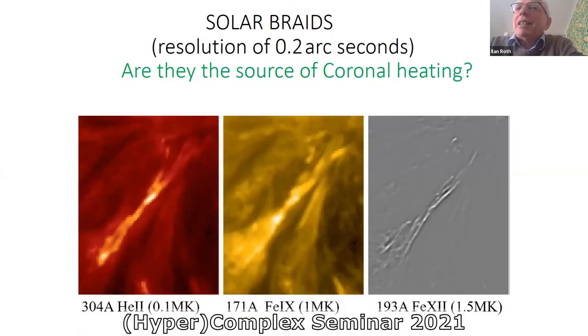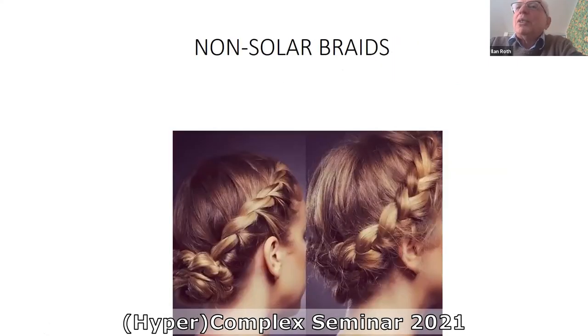So in order to address it, I looked at data with fantastic resolution, with depiction of solar braids. I hope you can see that there is internal structure, and the strands are intertwined. It's similar to braids, they change shape and go in some specific direction. If your imagination is not sufficient to see the braids, I also found some non-solar braids, and I hope that this is a nice analogy to the solar braids.